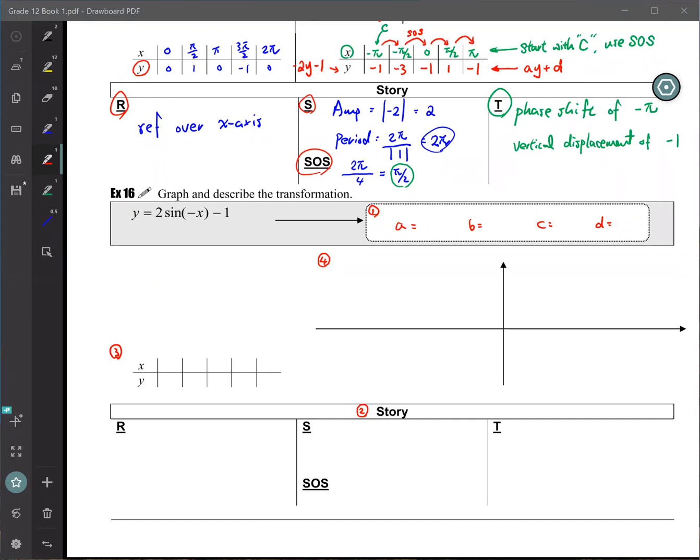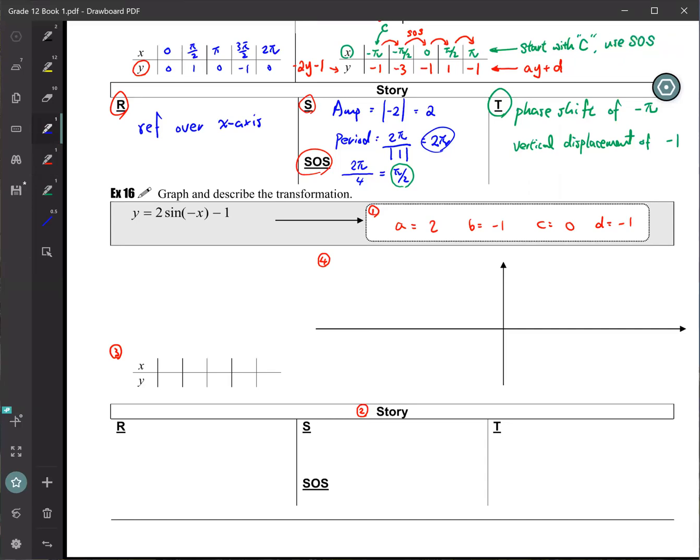Okay, let's check the ABCD first. William, what's your ABCD? I got A 2, B -1, good. C 0, D -1. Yeah, very good. So this one has a C equal to 0, which means there's no phase shift.